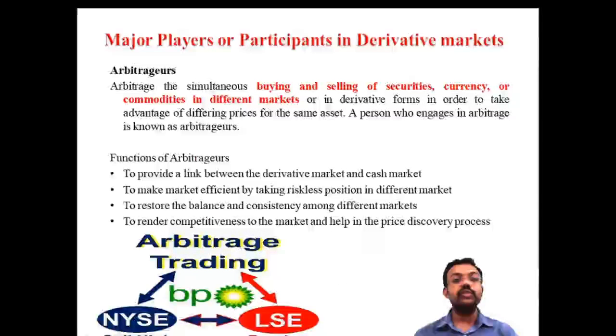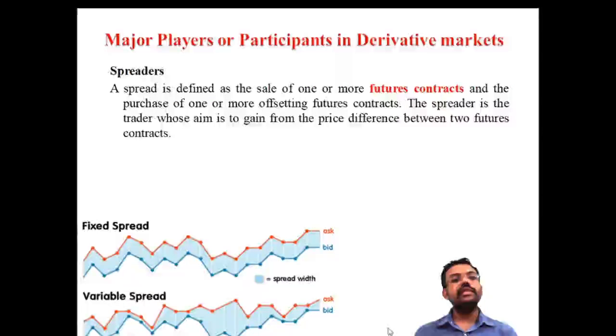This diagram shows the concept of arbitrage, where the price is low in one market, so you buy from this market, and where the price is high, you sell in that market. This process is known as arbitrage trading. A person engaging in arbitrage is known as an arbitrageur. Okay, and this is the third category of player, the arbitrageurs. And the fourth one is spreaders.